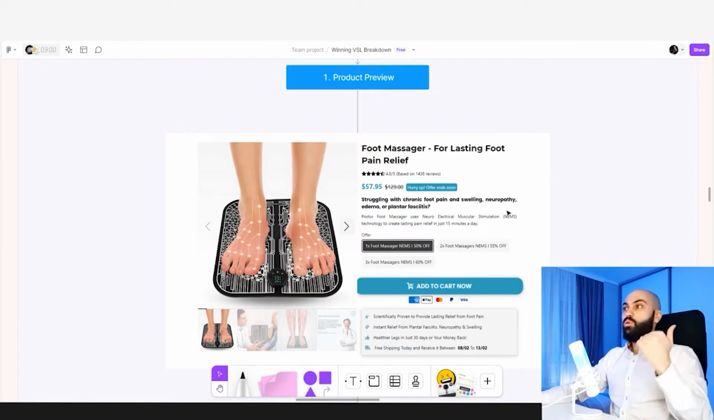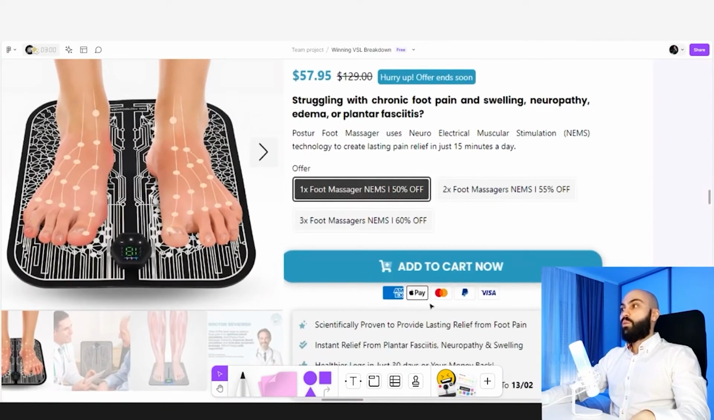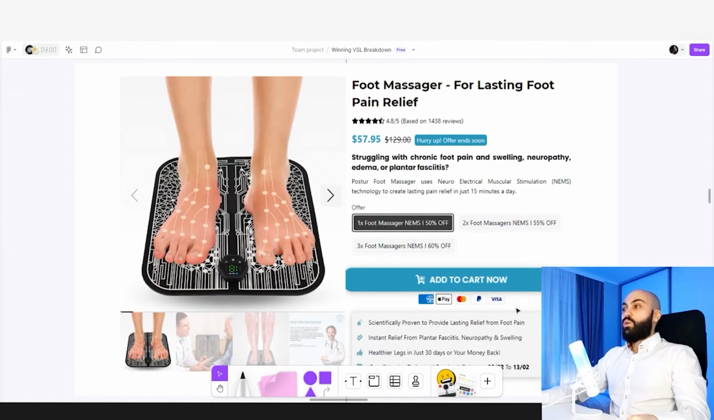So it helps with foot pain and swelling, neuropathy, edema, and plantar fasciitis. Then we have the option to choose how many devices we need and a big call to action followed with these small images of payment processors. These images help a lot with building the trust, especially because there are a lot of scammers and we need to signal the trust on this website.